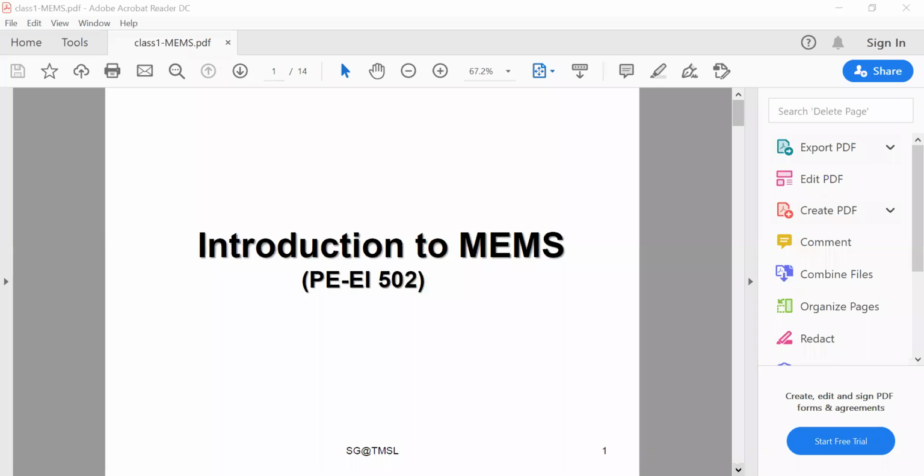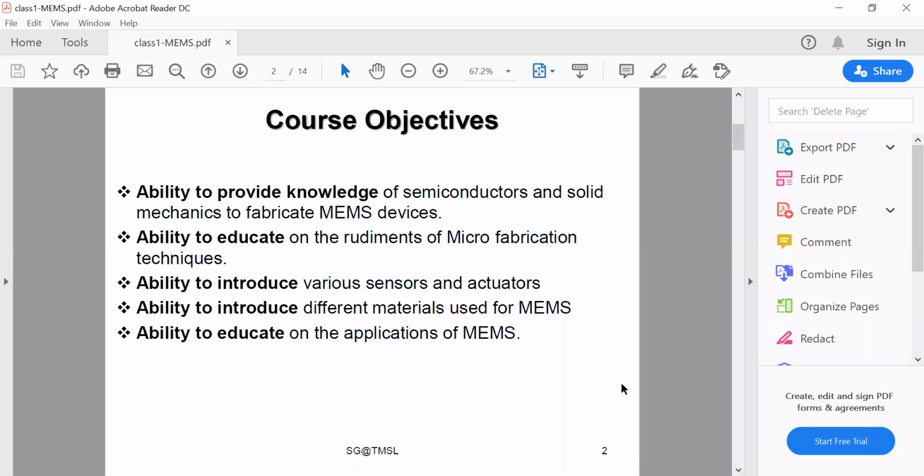According to the syllabus, let's start with the course objectives. Here is the list of objectives. The first one is the ability to provide knowledge of semiconductors and solid mechanics to fabricate MEMS devices. I will discuss what MEMS is later. First, you need to understand the objectives. The basic knowledge of semiconductors and solid mechanics is needed to design these MEMS related devices. Second is the ability to educate on the rudiments of microfabrication techniques.